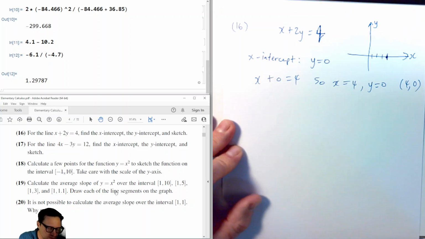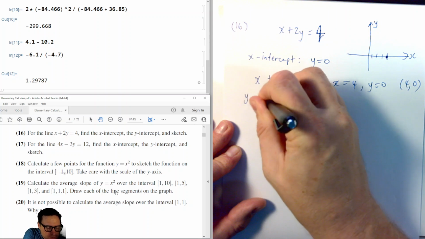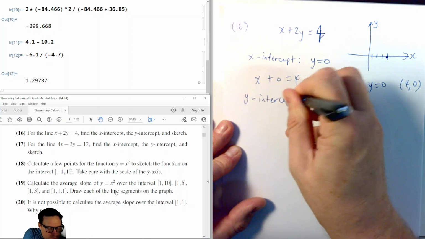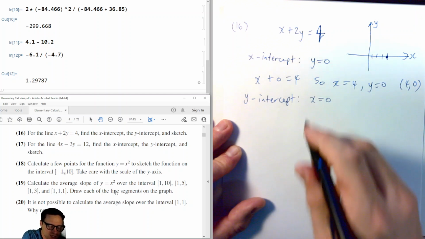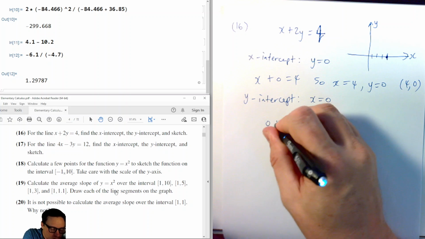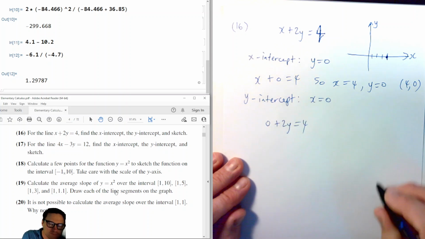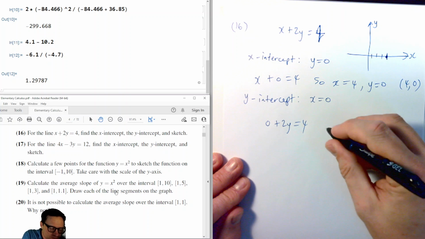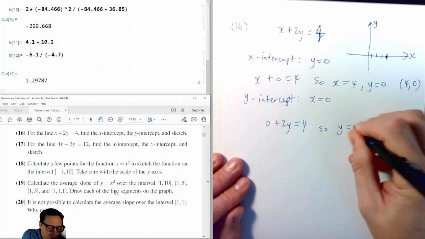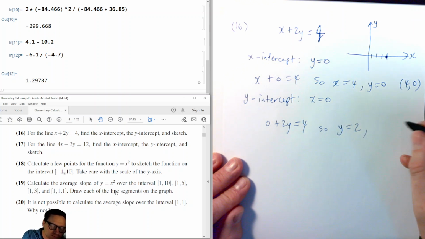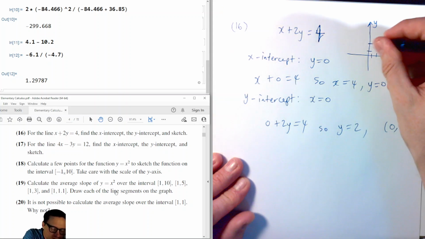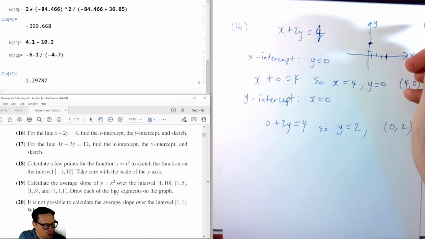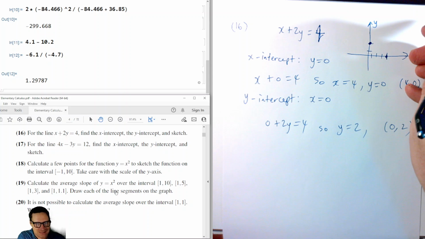All right, now let's find the y-intercept. That occurs when x is equal to 0. So if we sub in x equals 0 into this, we have 0 plus 2y is equal to 4. So we divide both sides by 2 and we get y is equal to 2. And so this gives us the point (0, 2). It's on the y-axis, and now we can just connect those dots with a line, and you can see that it has negative slope.